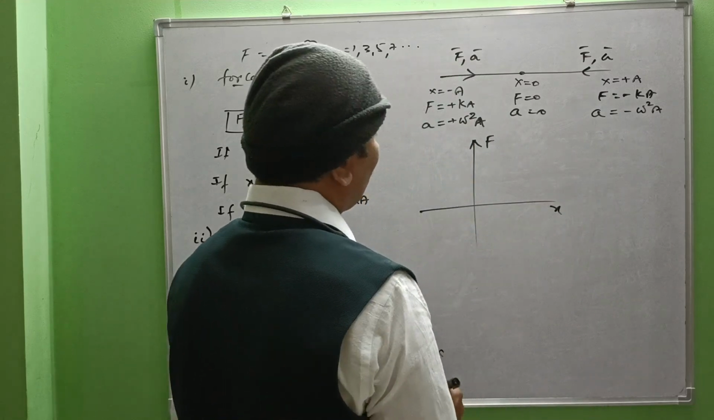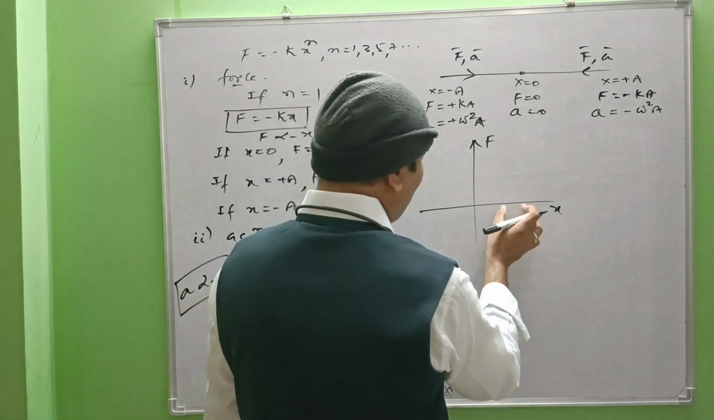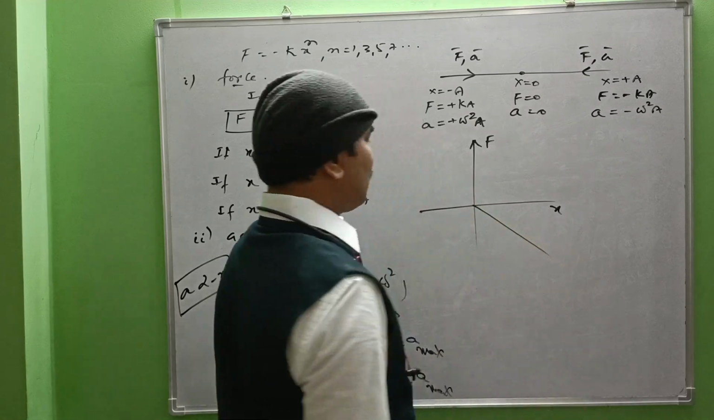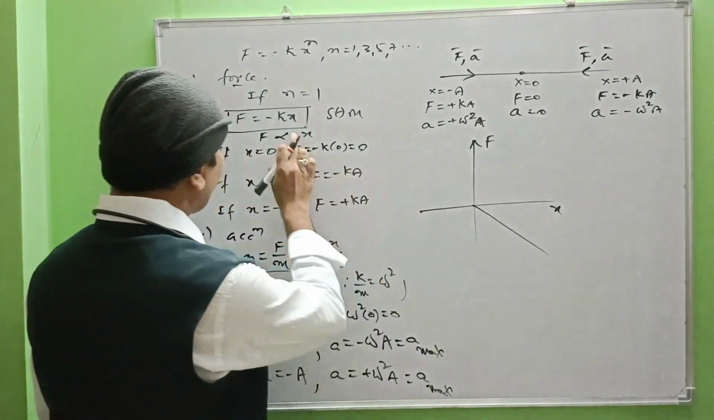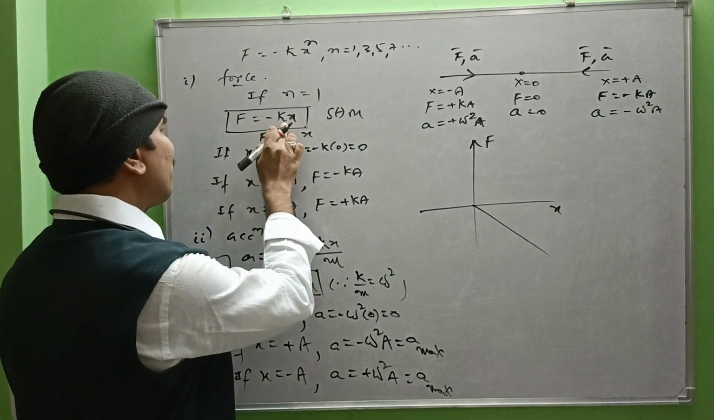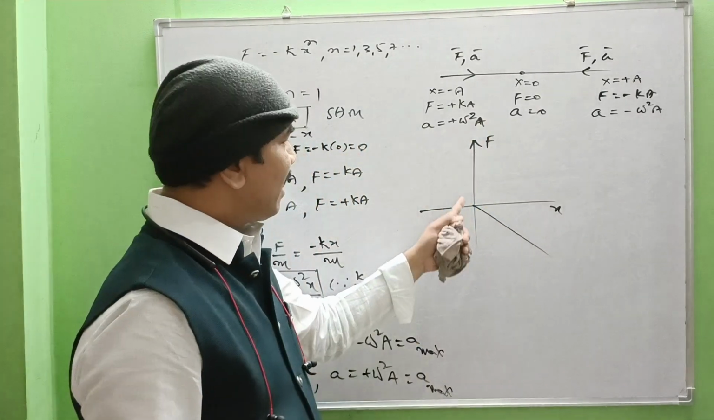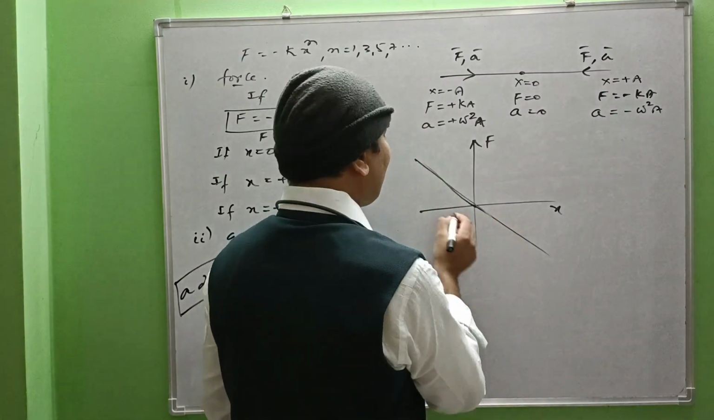Right? If x is positive, F is negative. X positive means F negative, in the sense like this: a straight line in the fourth quadrant. If x is negative, F becomes minus of minus, positive. If x is negative, F becomes positive, which means we can find the straight line in the second quadrant like this. Am I right?